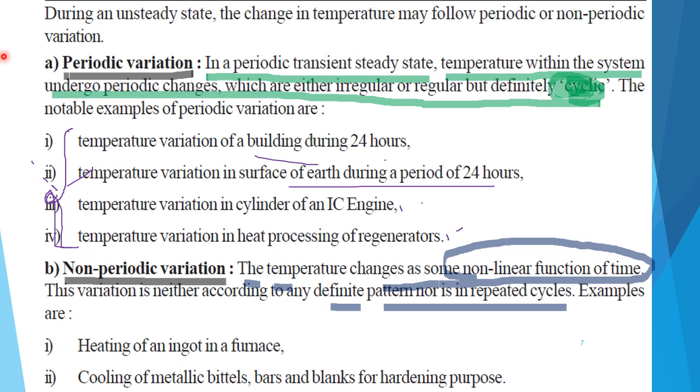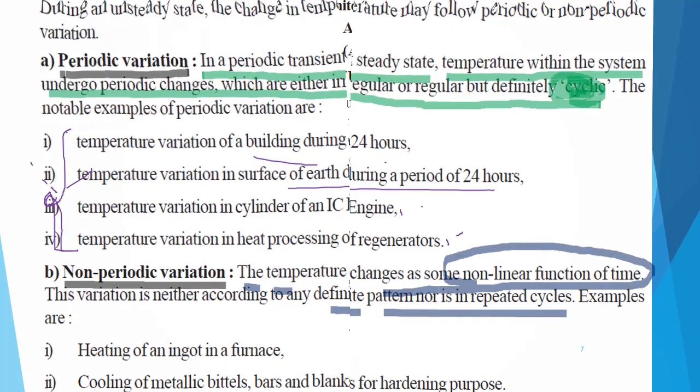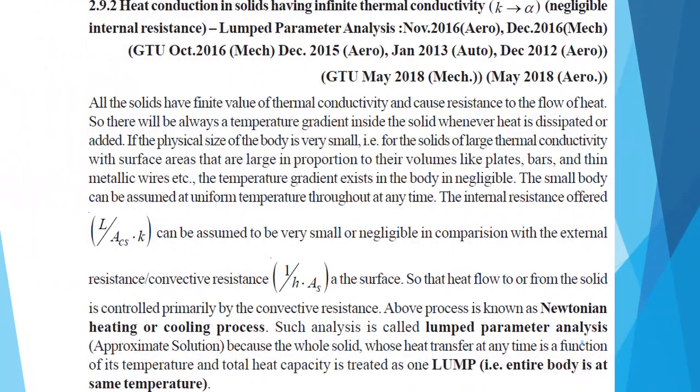So what you will observe is the pattern is not followed, like cooling of metallic billets, bars and blanks for the hardening purpose. We are going for quenching and all these things where no pattern is observed. You cannot predict what happens in the next stage, or at what time what is the temperature.